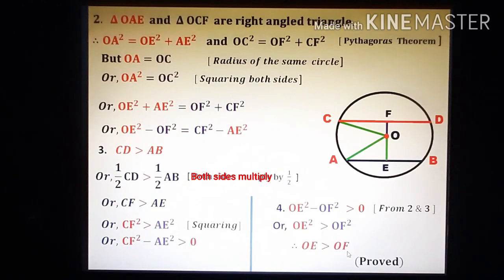Means OE is greater than OF. Here is OE, and OE is greater than OF. Why? Because CD is the larger chord and AB is the smaller chord. For the larger chord, the distance from the center to the chord is always less than for the smaller one. See, this one is the small distance and this one is the largest distance.